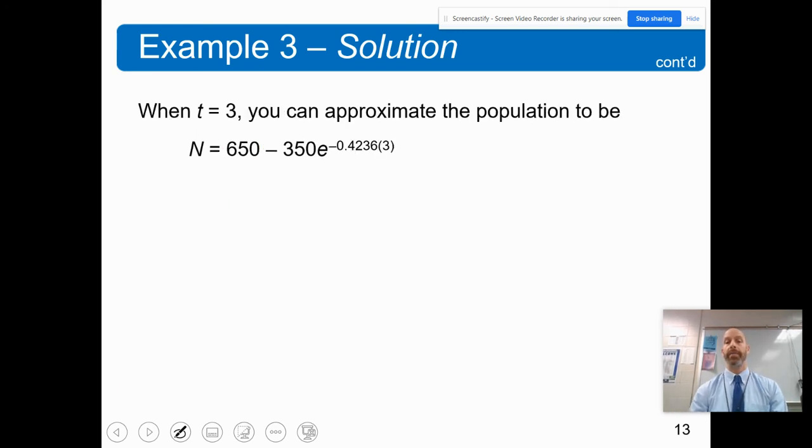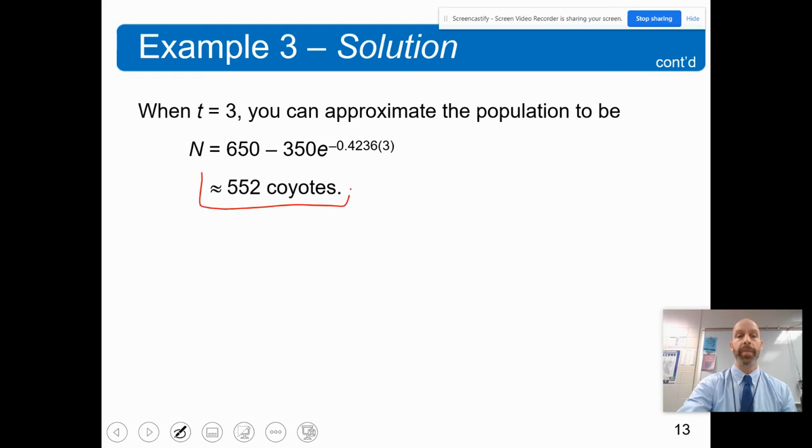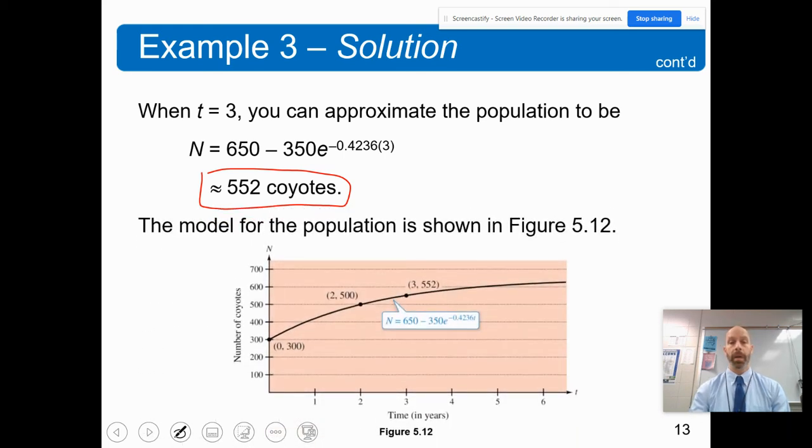Now we can go ahead and find out what the population is going to be when t is equal to 3. We put 3 in for t, and we'll get approximately 552 coyotes. So you could probably see how this would be applicable in a biology study or something involving nature preserves and things like that.